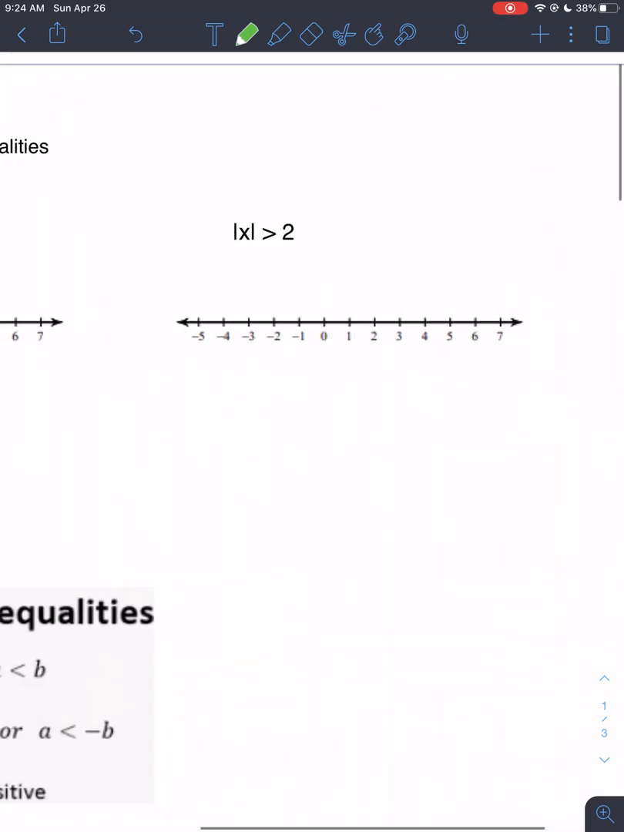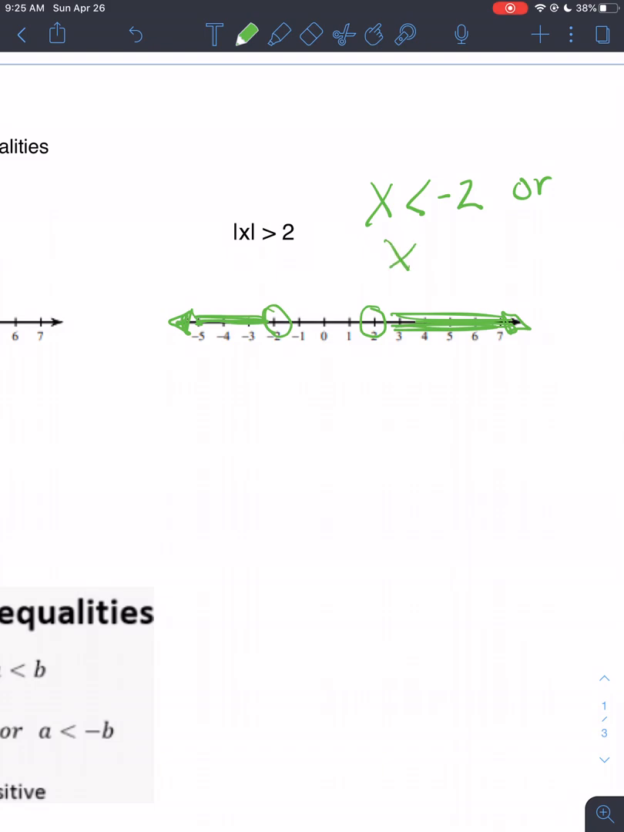Let's look if it's greater than. So x has to be more than 2 units from 0. So again, we put an open circle because it's greater than, and we're going to shade to the right. So that shows us everything that's more than 2 units from 0. But also over here, that's also more than 2 units from 0. Remember, if the line is broken, that's an or situation. So you would say x has to be less than negative 2, or x can be more than positive 2.